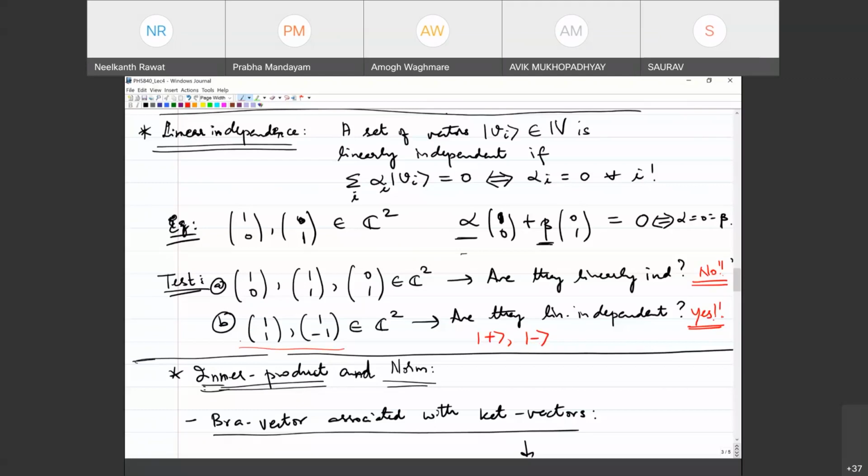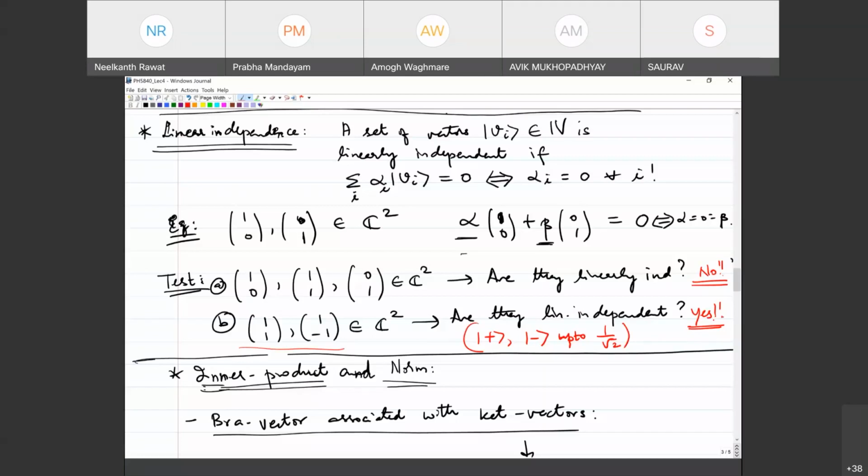Anyway, next class we'll do a few more exercises about normalizing and so on. But these are essentially plus minus up to an overall factor of 1 over root 2, right? And they are indeed linearly independent. So they constitute another basis for the qubit space. Okay.